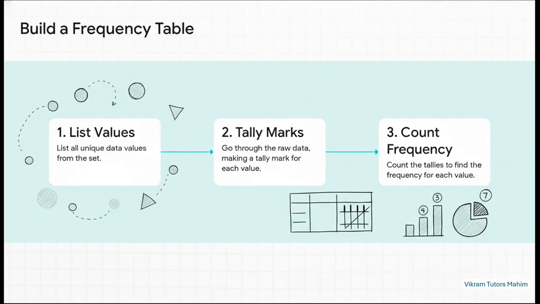First, just list out all the different numbers you have. Then, you go through your messy list one by one and make a little tally mark for each one, like we did in elementary school. And last, just add up the tallies. That's your frequency. So simple, but so powerful.